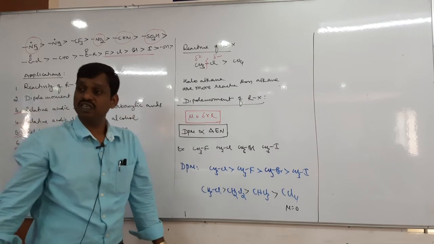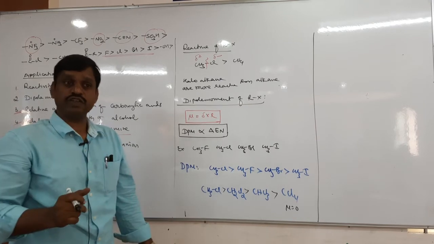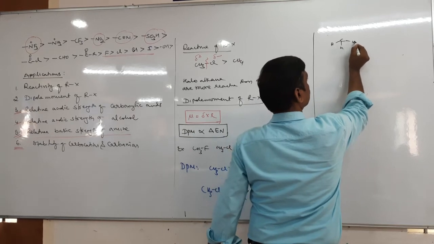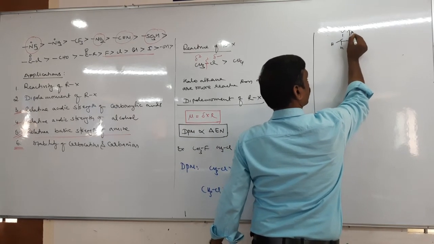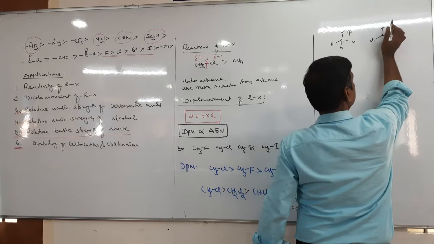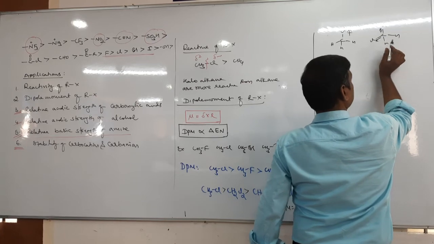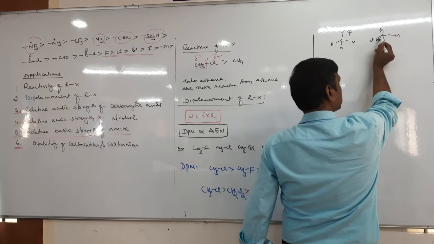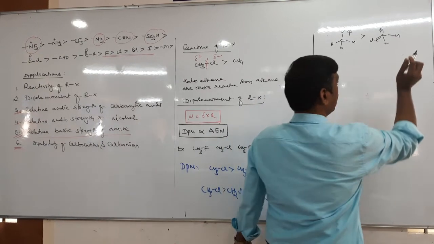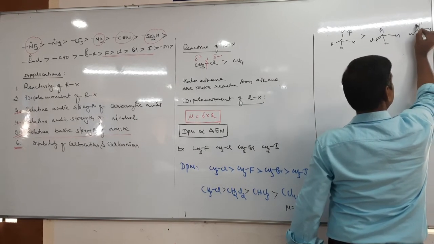Dipole moment is supposed to increase, but not, because it is a vector quantity. It depends on direction. In chloromethane, there are 3 hydrogens and 1 chlorine, and the bond moment is towards chlorine like this. Next, if there are 2 chlorines like this and 2 hydrogens like this, the bond moment towards this chlorine is to some extent cancelled by this chlorine. Therefore this is more. If there are 3 chlorines and 1 hydrogen, you see the bond moment.